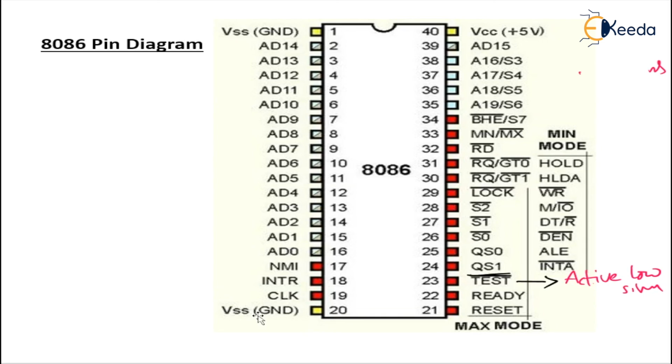Right? Next, we will go for minimum mode pins and maximum mode pins. See, these pins are all completed. VSS, ground, the clock, RD bar, READY, RESET, TEST, we completed these signals, right? Now in the next class we will discuss minimum mode pins and maximum mode pins. Until then, thank you.